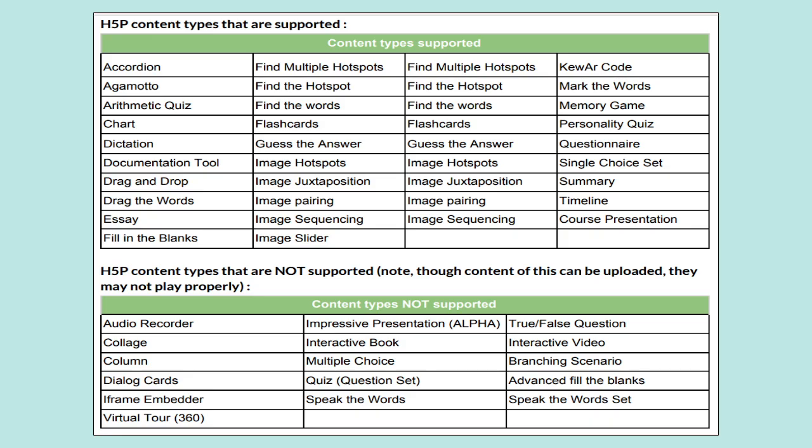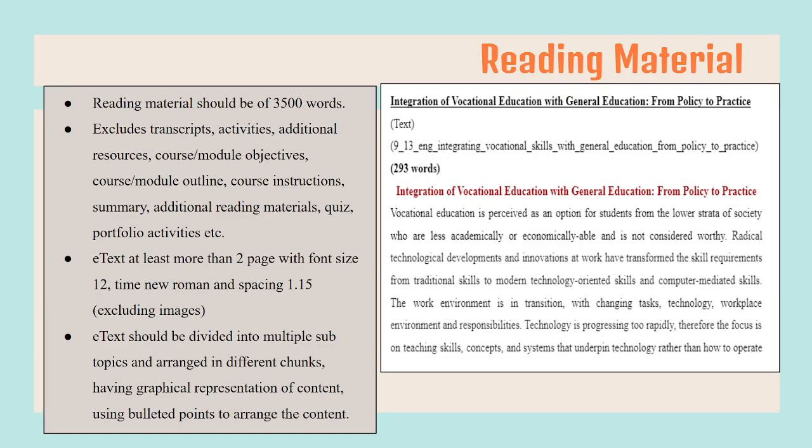So this is kind of what activity will work in Diksha, what will not work in Diksha. This kind of card is given so that you follow which will work and which is not working. The last resource is the reading resource. When you give reading material of 3500 words, you have to break it into smaller content.